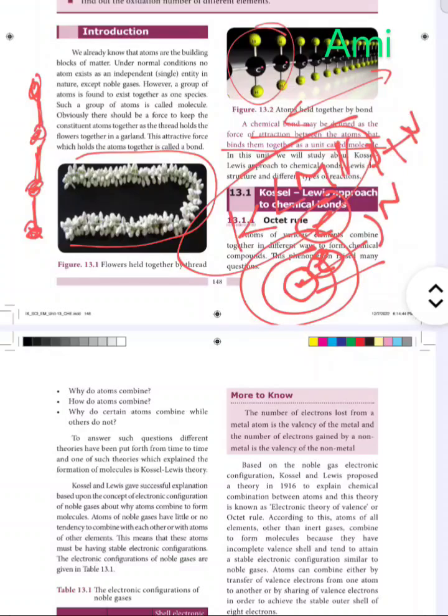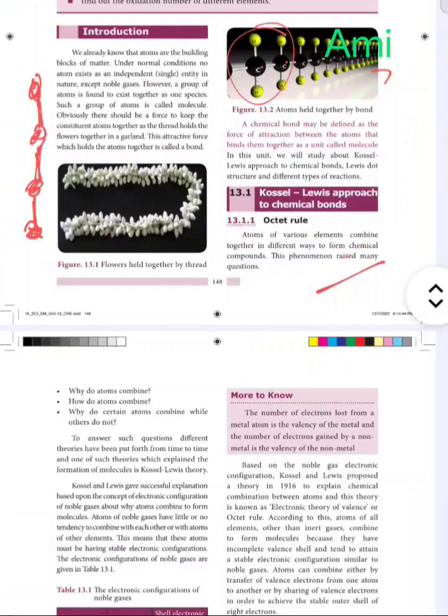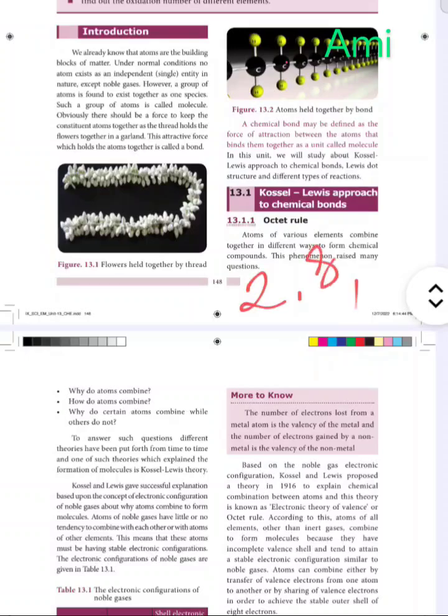The electrons are filled according to a rule. The first shell, the K shell, should have 2 electrons. After that, the L shell has 8, then the M shell 8. So 8 electrons should be present in the orbit. That rule is known as the octet rule, and this octet rule should be satisfied, only then is the atom said to be stable. Can you understand?